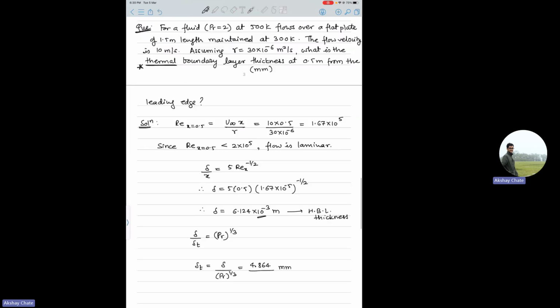So like this, you have to go about the questions. You have to use multiple concepts. So this relation between Prandtl number, the correcting factor of Prandtl number for hydrodynamic boundary layer thickness and thermal boundary layer thickness, we learned it in the last class. Correct, no? Delta by delta T. Yeah.